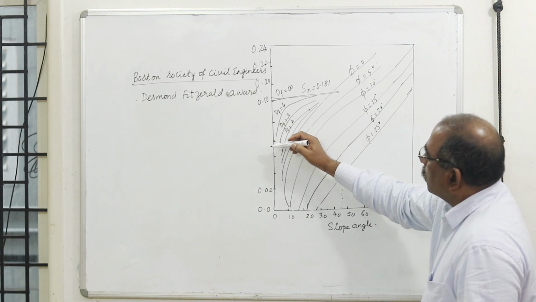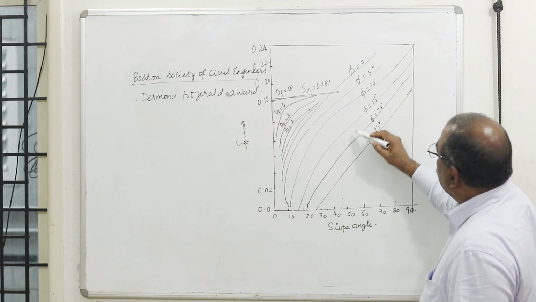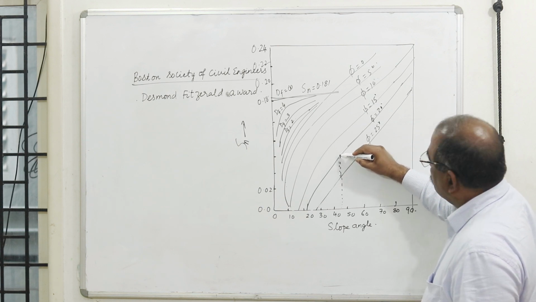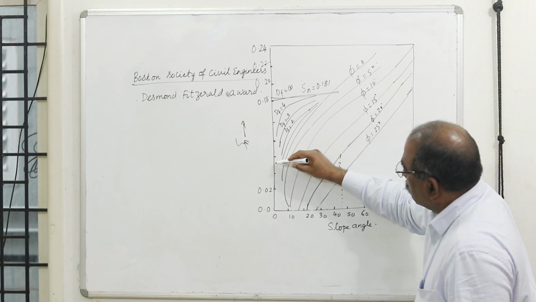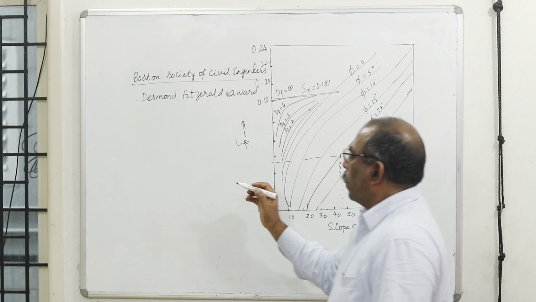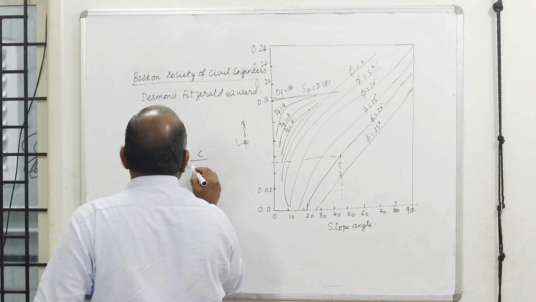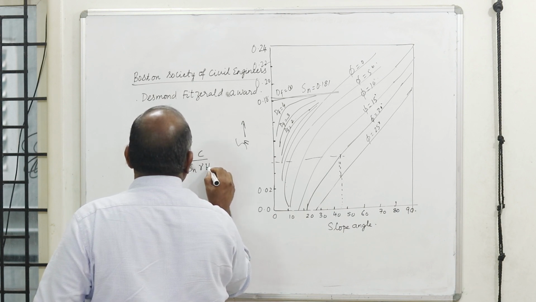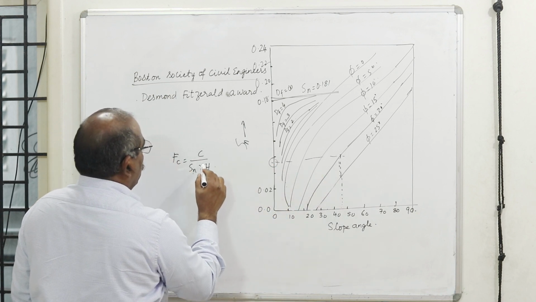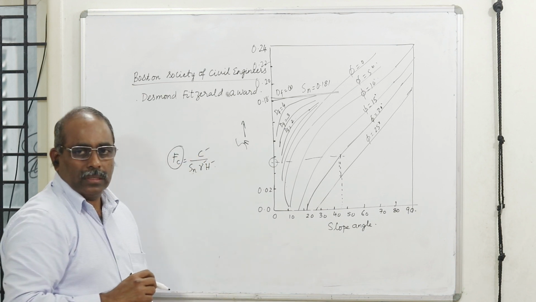Now I need to find out my stability number. This is the stability number on this axis. Let us say my friction angle is 20. I go to that particular curve and read out my Sn value. From that Sn value, I am going to use this expression, C divided by Sn into gamma H. I know gamma, I know H, and I know my cohesion. I get my factor of safety with respect to cohesion.